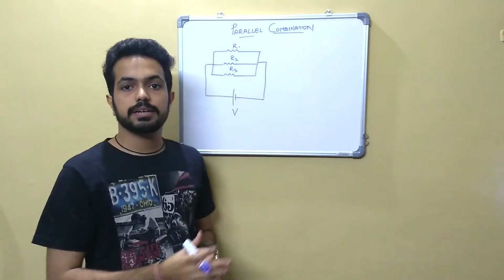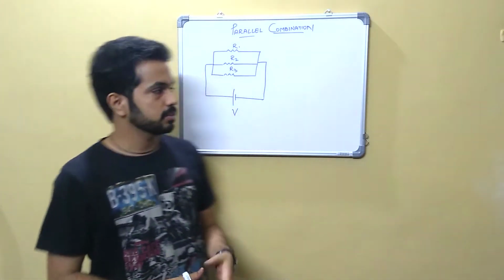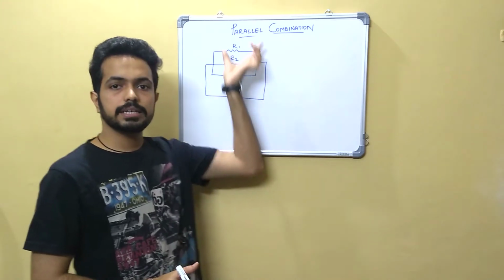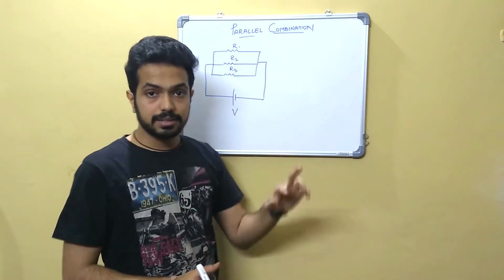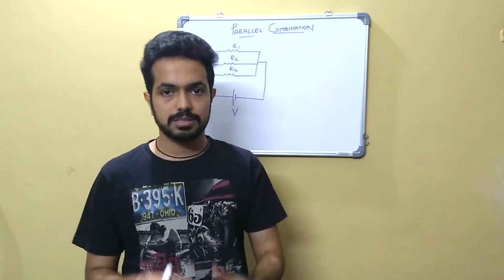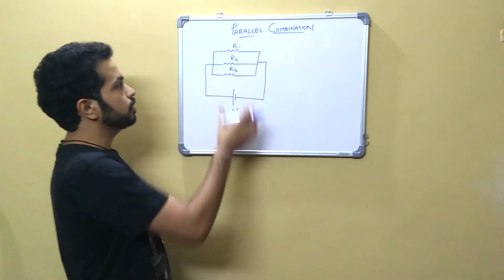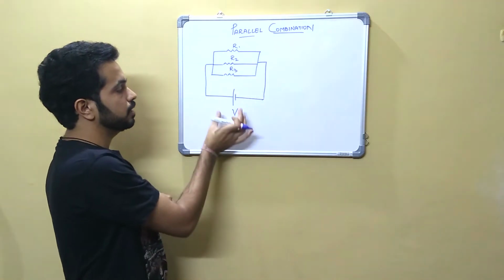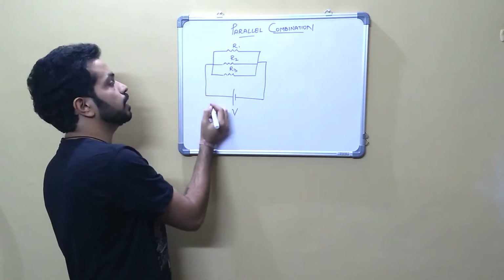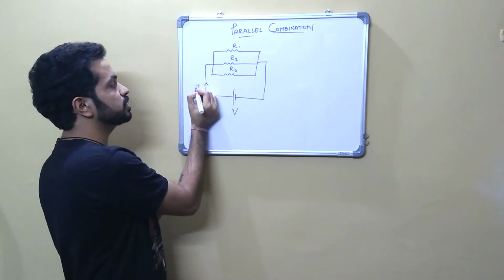So this is a circuit diagram for parallel combination. As you can see, the three resistors, again R1, R2 and R3, are connected one below the other. Again, how to understand whether the resistors are connected in parallel or series we'll be seeing in some time. For now, these three are connected in parallel. We have a cell with potential difference V and a current I flows in the circuit.